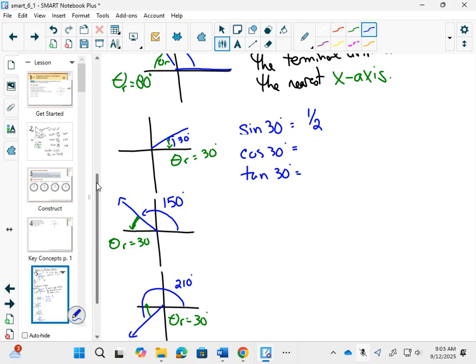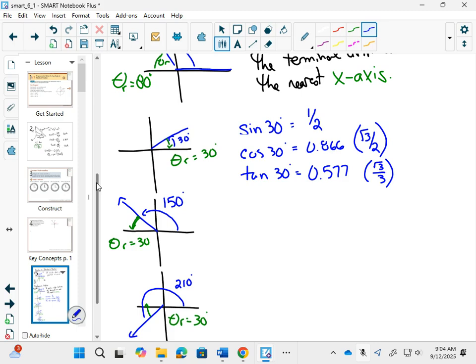Cos of 30 degrees, 0.866. I got that one. I will remind you, that's square root of 3 over 2. And tan of 30 degrees, that's 0.577. These, of course, are rounded. And you might, when I show you the numbers, think, okay, but you might not know how you get those. We'll do that again, don't worry. I'll remind you where those numbers come from when we have to memorize these again this year.